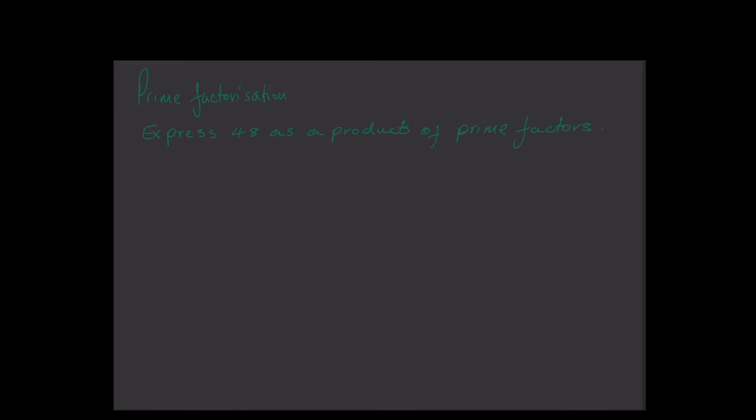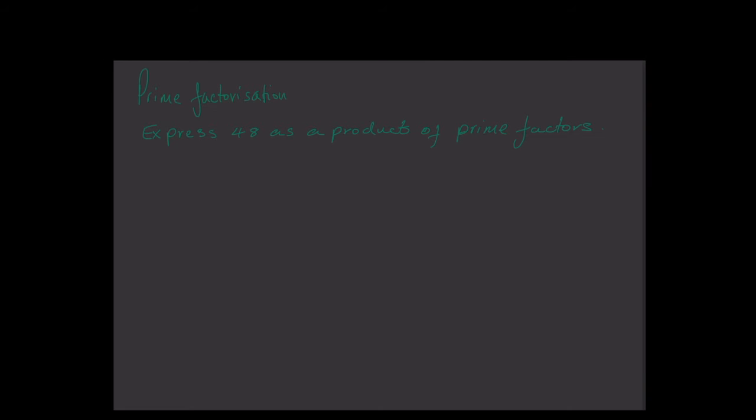Today's focus is expressing 48 as a product of prime factors. So before we begin, let's understand what that means. That means that we're going to multiply some factors of 48, and when we multiply those factors together, they must make 48, but those factors must be prime numbers.